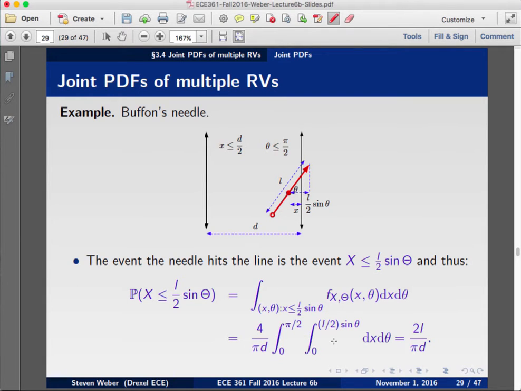And what you'll find at the end is that the probability of hitting is given by a rather simple expression. Namely, it's the quantity 2L over pi d. Remember that L and d were the original parameters, L being the length of the needle and d being the floorboard separation distance.